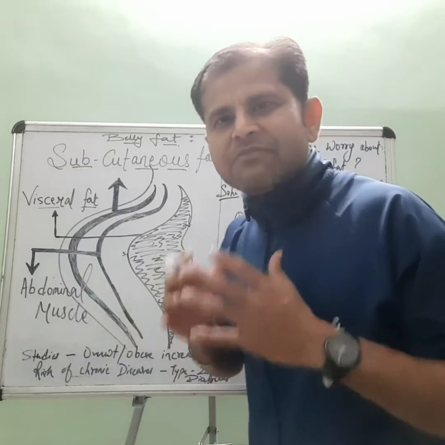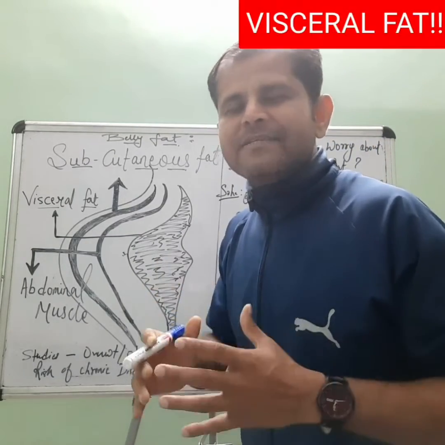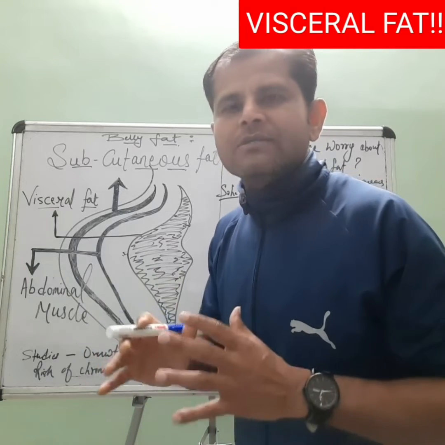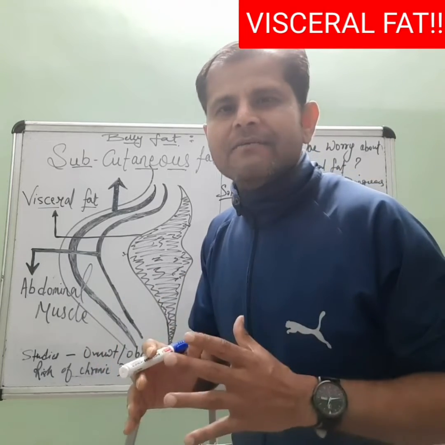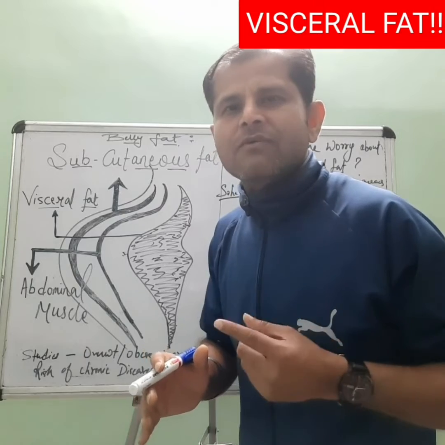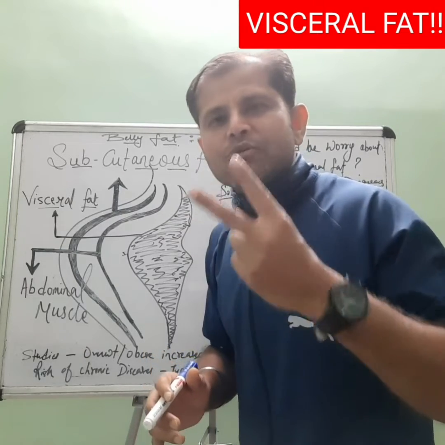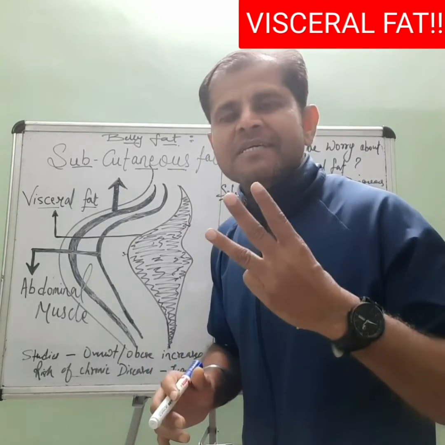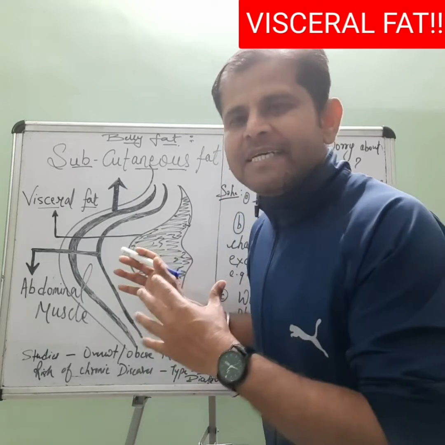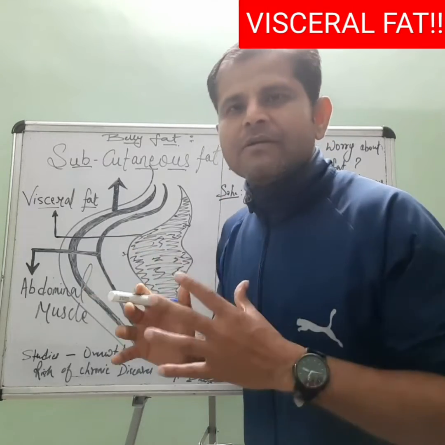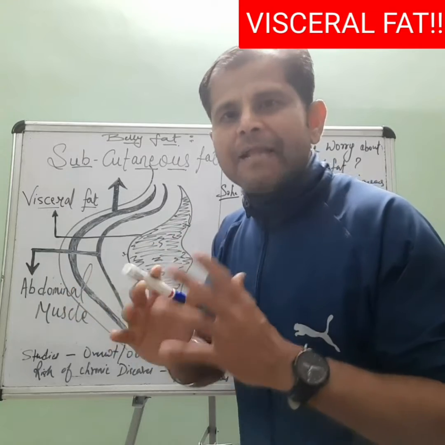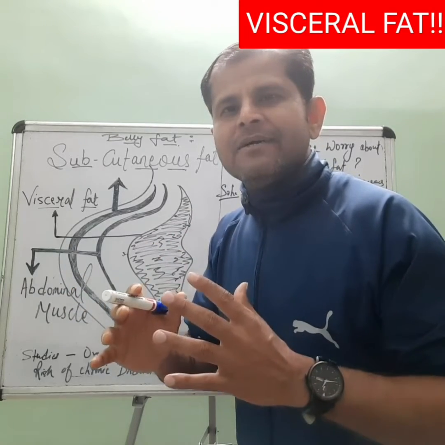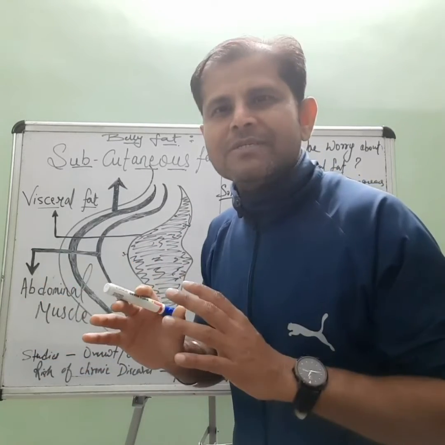And now the third thing that comes is visceral fat. This is the excess fat which accumulates around the internal organs of our abdominal cavity. The internal organs comprise number one liver, number two pancreas, and number three intestine. And basically it acts as a cushion for the internal organs. It helps to prevent them from getting damaged by external sources.